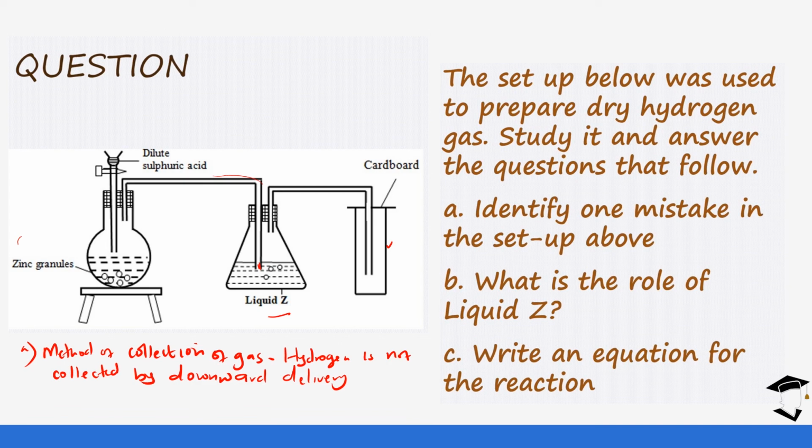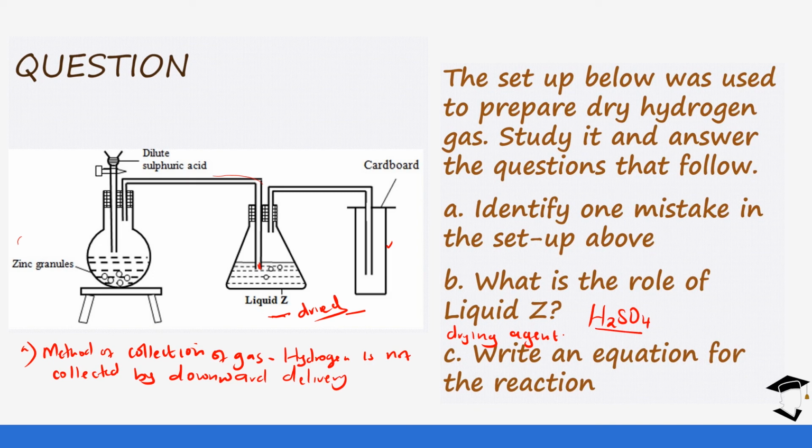Next question is, what is the role of liquid Z? So you can see the liquid Z has been put side by side with the collection method. So it tells us that this gas has to be dried for us to collect it in such a manner. So it means liquid Z is a drying agent. And the most suitable drying agent is, in this case, if you were asked, concentrated sulfuric 6 acid.